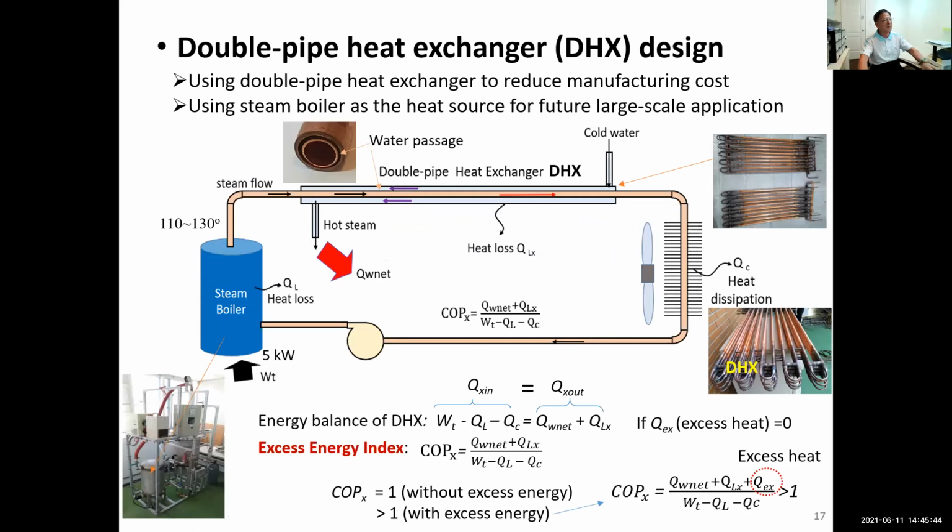Okay, no problem. And we use a steam boiler as the heat source. In that case, the machine can be easy for large-scale applications, and the double pipe heat exchanger also reduces manufacturing costs. And the excess energy index is also defined as output divided by input energy, the same as before.